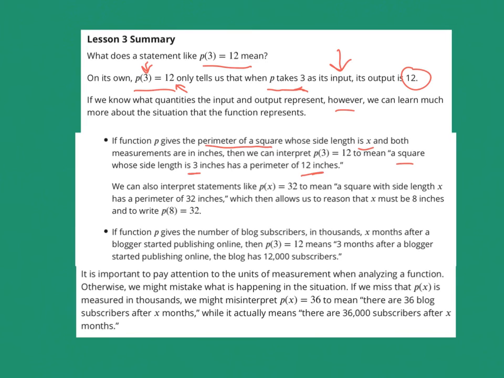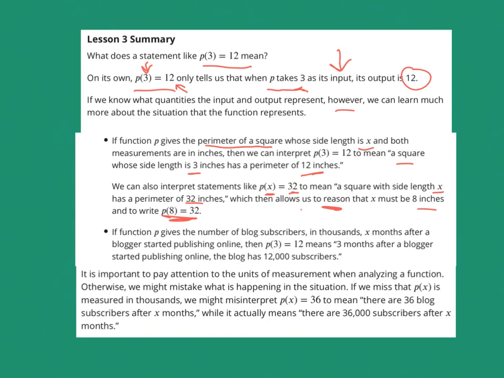We can also interpret things like P of x equals 32 to mean a square with a side length of x gives a perimeter of 32 inches. And we know that there's 4 sides and they're all equal. So if you divide 32 by 4, you can figure out that 8, right? You can argue, or reason. That's the best part about mathematics, our ability to build reasoning. 8 inches is the side length. So then we can deduce that P of 8 equals 32.